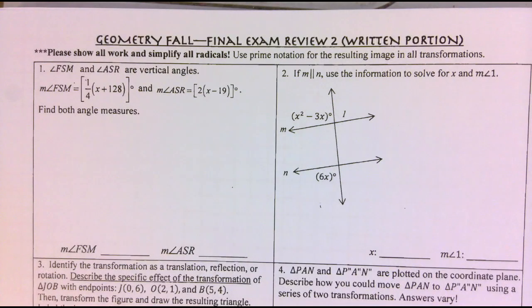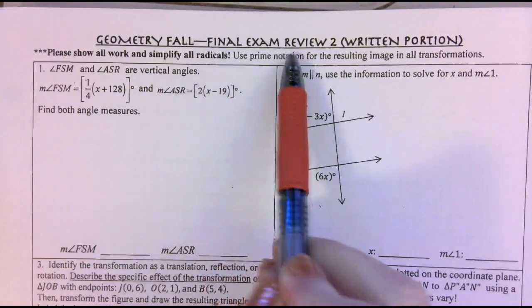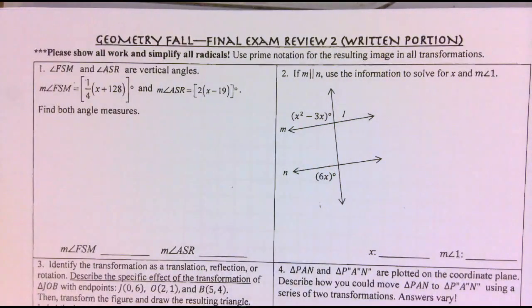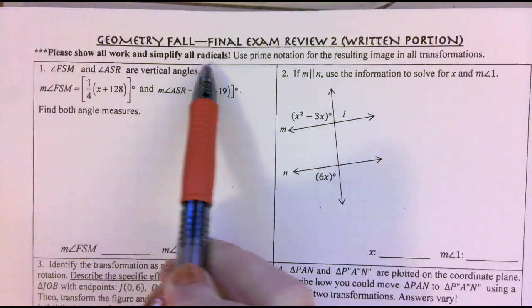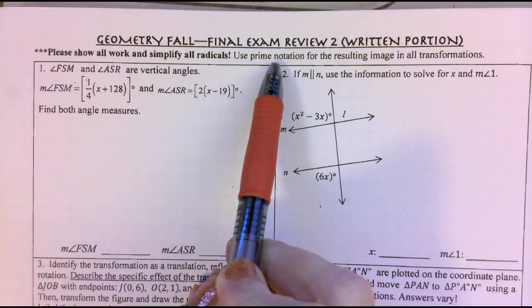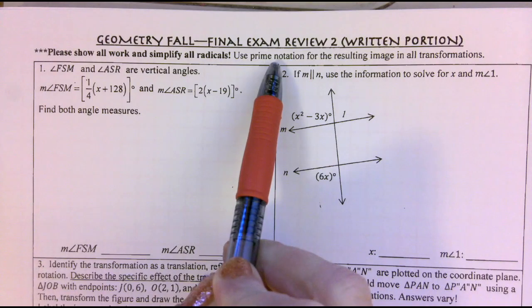All right, so our topic for today is just final exam review part 2. Again, we're focusing on the written portion of the fall final. Please show all work, simplify all radicals, use prime notation for the resulting image in all transformations.